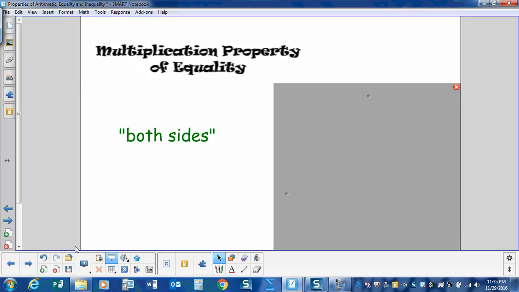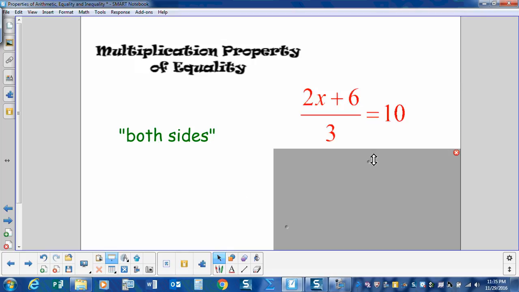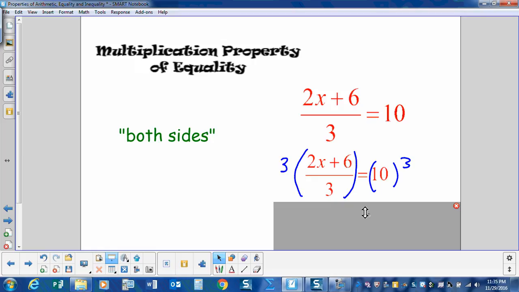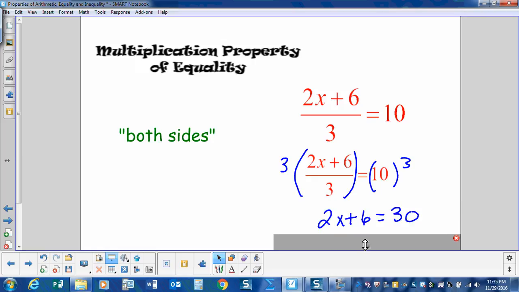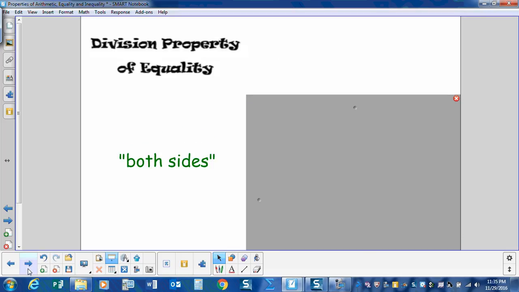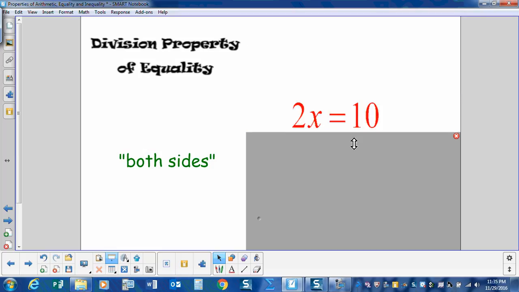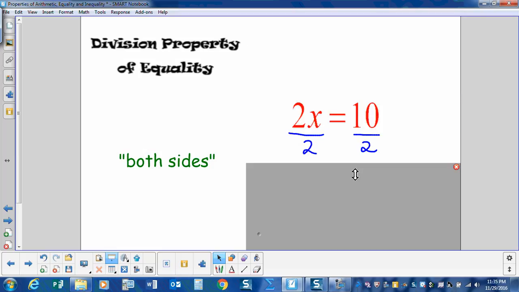The multiplication property of equality states that we can multiply an equation by the same number on both sides. So here we have 2x plus 6 divided by 3 equals 10. Using this property, we can multiply each side by 3. And the division property of equality says that we can divide an equation by the same value. So 2x equals 10 can be divided each side by 2.